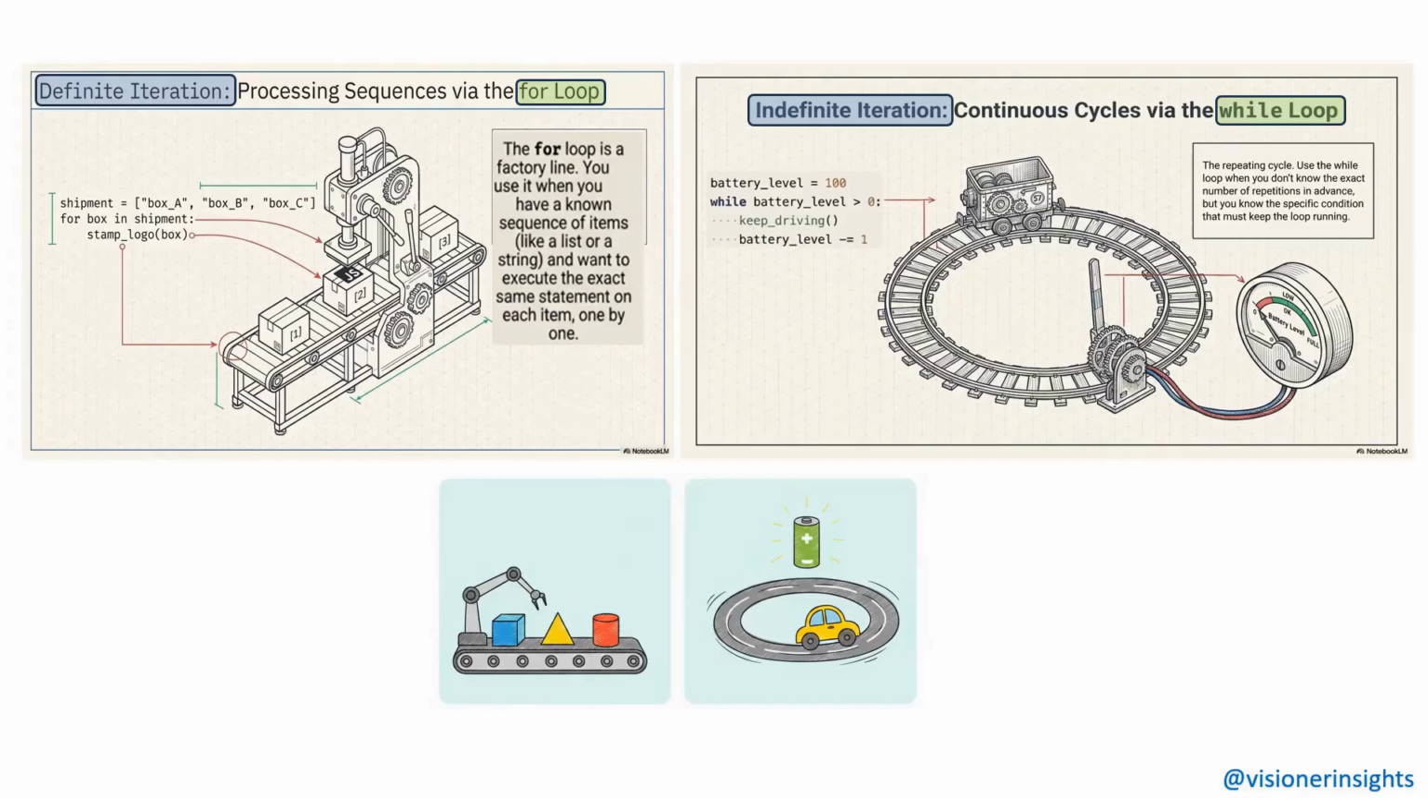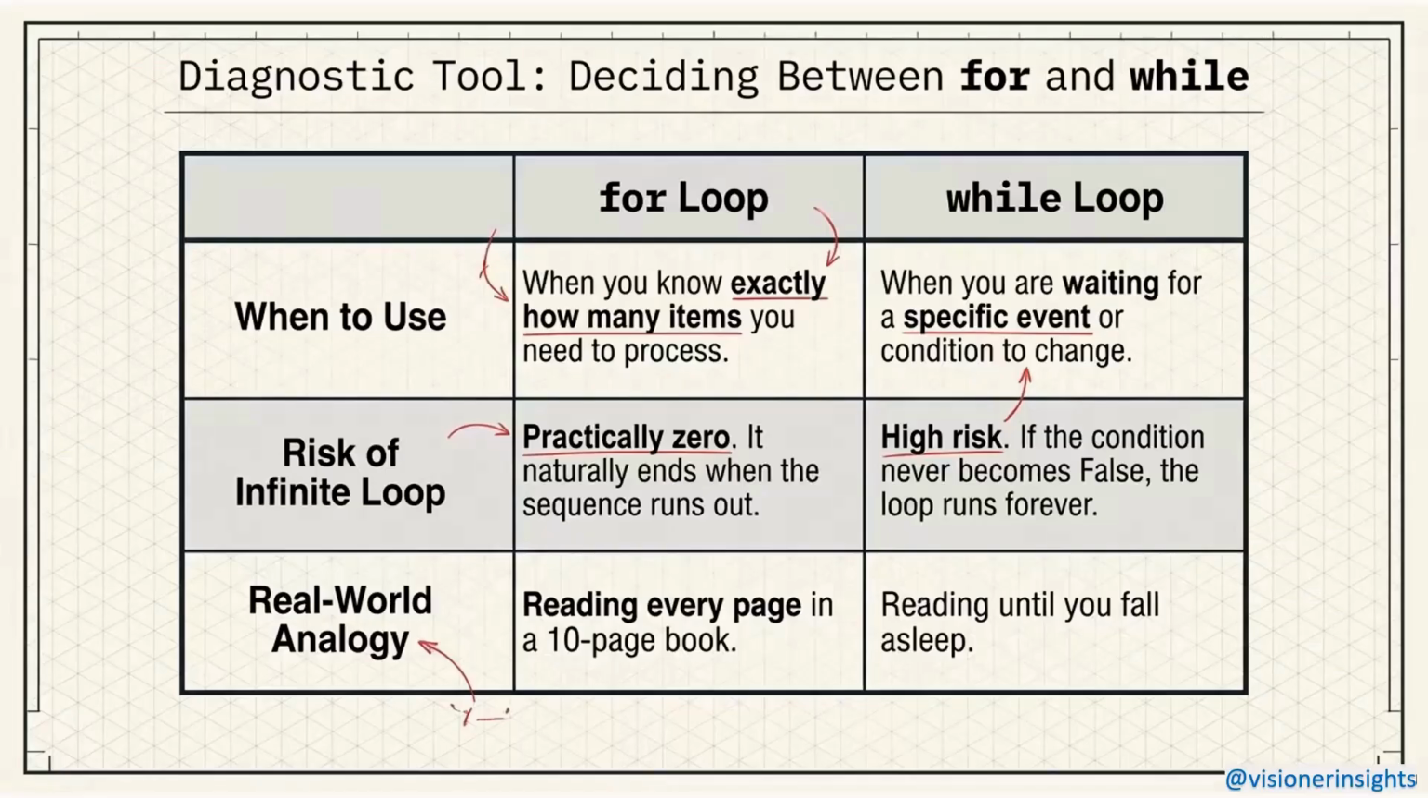So, how do you choose? Which loop is right for the job? This table is your cheat sheet. Use a for loop when you know exactly how many items you're dealing with. Use a while loop when you're just waiting for some condition to change.